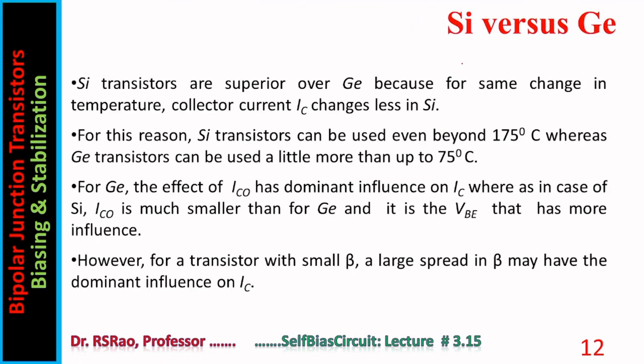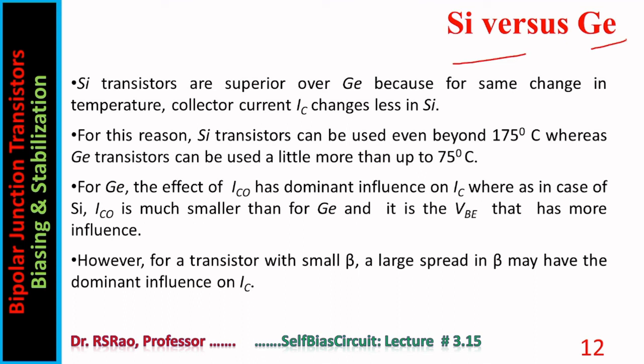A few points regarding silicon and germanium. Notice, silicon is widely used for the fabrication of transistors and electronic devices nowadays. Earlier, it was germanium. Because of some drawbacks, germanium has gone into the background. It almost disappeared from the scene, and now it is silicon. A comparison is given between silicon and germanium transistors.